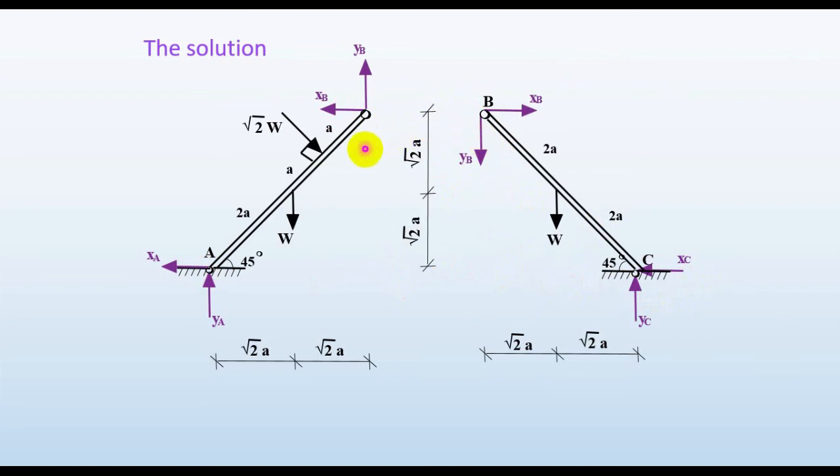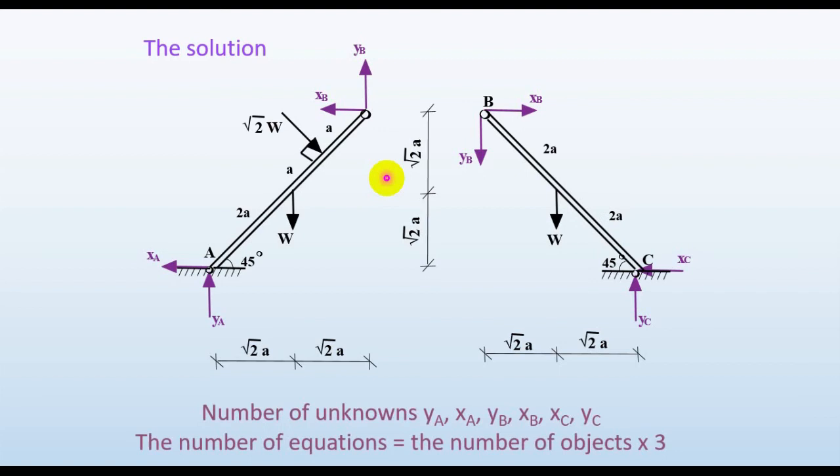If we look here, we have some unknown variables: this 2 and this 4, 6 and 8. Once we study this one with 3 equations and this one with 3 equations, we can get the solution of that example. Let's count the number of unknowns: 1, 2, 3, 4, 5, 6. And the number of equations is 2 objects multiplied by 3 equations, so we have 6.